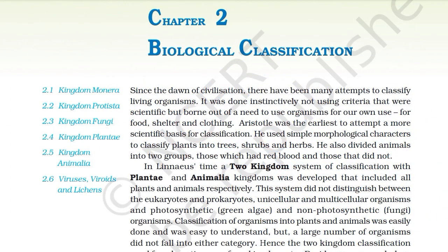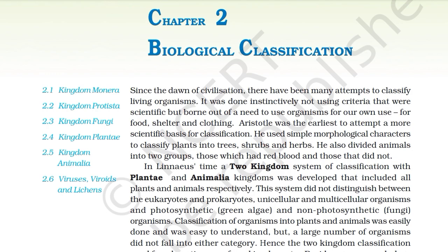Chapter 2: Biological Classification. Since the dawn of civilization, there have been many attempts to classify living organisms. It was done instinctively, not using criteria that were scientific, but born out of a need to use organisms for our own use, for food, shelter, and clothing.